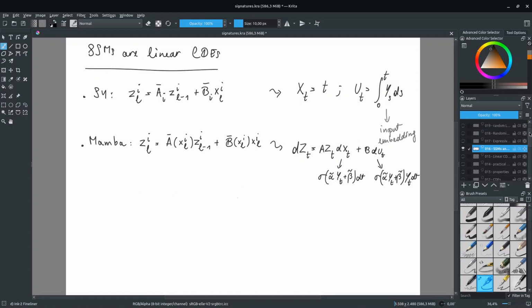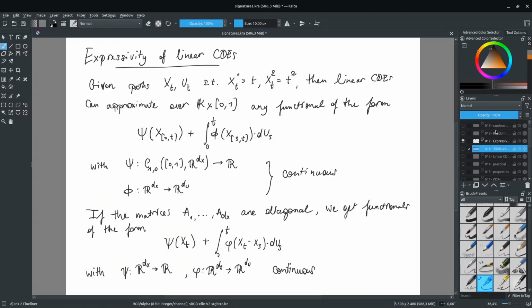And so the nice thing about this is that we can describe Mamba, we can describe S4 and some other things like GLA, I think they mentioned, so gated linear attention, so a whole class of models. We can describe them as linear controlled differential equations. That means we can use the theory of these controlled differential equations to show how expressive Mamba is, for example. So let's do that. This is one of the main results.